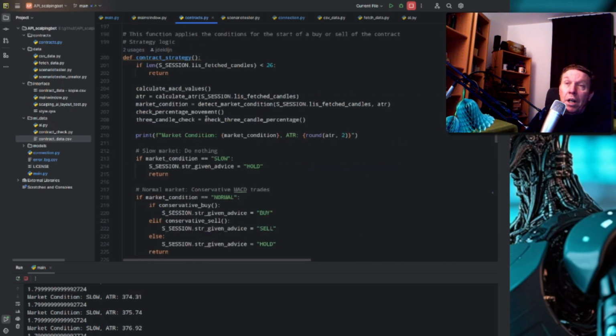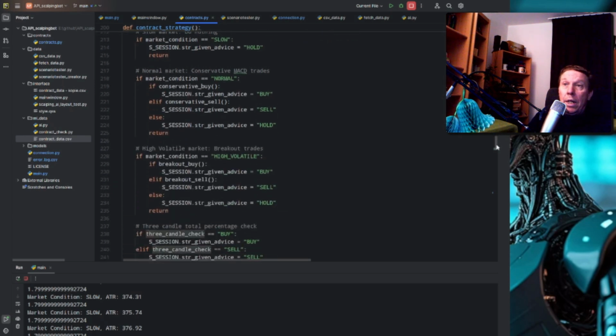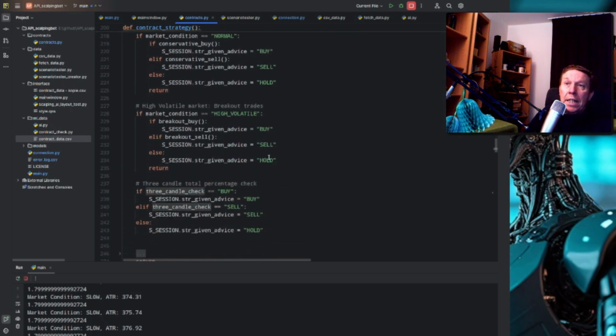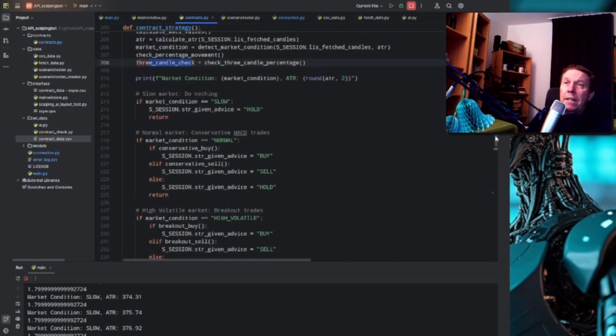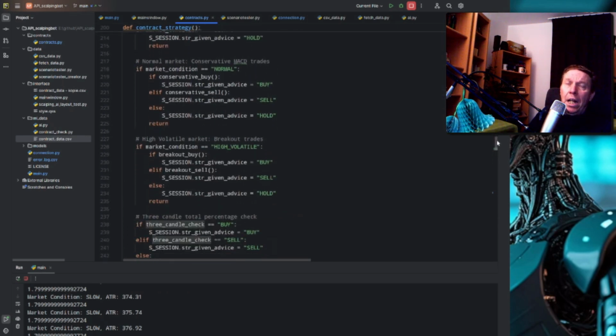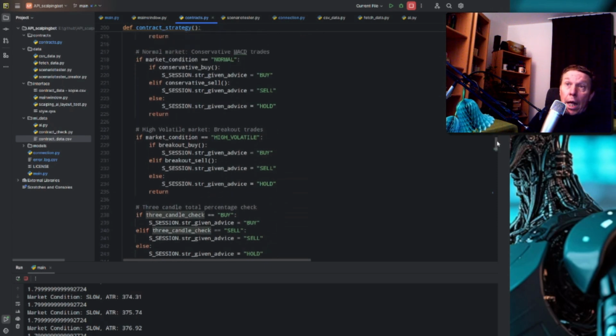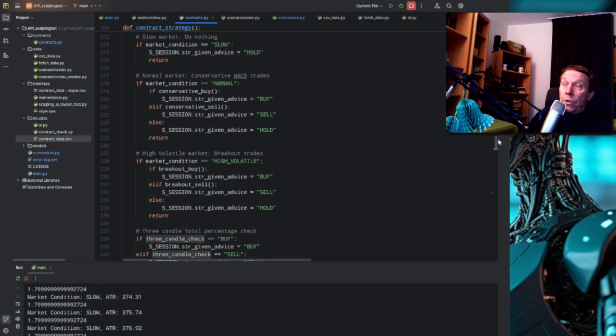And then of course we have the contract strategy in here: calculate the MACD values, calculate the ATR, check the market condition, check the percentage movement, check the 3 candle percentage. For a slow market we get a hold. Normal, then we get a buy, a sell, a hold, or the breakout. By high volatile, we get a buy, a sell, and a hold. And for the 3 candle percentage, we got a buy, a sell, and a hold. So there are 3 ways that there can be a buy or a sell with this new strategy. And what it's going to be, I don't know.